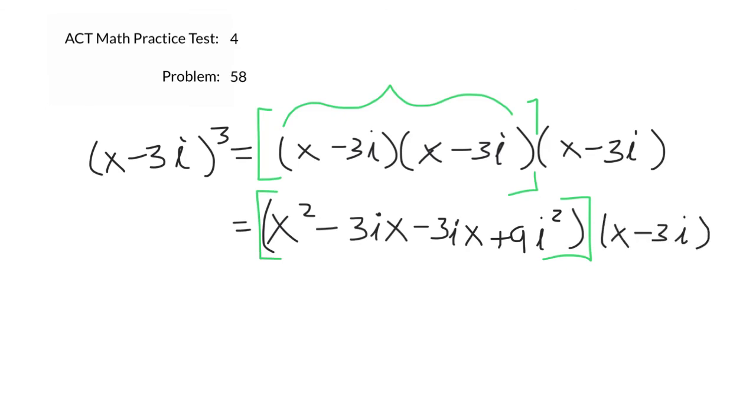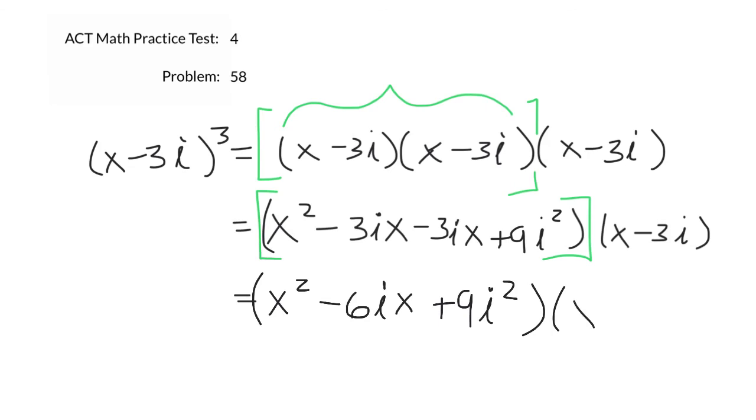There we go. Now we have some simplifying to do in here because these two combine and turn into a -6ix. So on the next line, we're going to go ahead and just do that. Now I'm just going to drop the green brackets because I think it's clear that this whole thing inside the green brackets is the result of the work that we did here. So (x squared minus 6ix) should be in parentheses though, plus 9i squared times (x minus 3i).